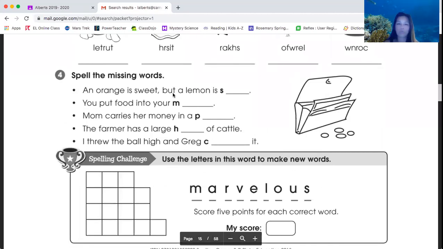An orange is sweet, but a lemon is blank. Think about, what is a lemon? If you said sour, you are correct. So here I would add in O-U-R for sour. Second bullet point, you put food into your blank. Mom carries her money in a blank. The farmer has a large blank of cattle. And the last one, I threw the ball high and Greg blank it.